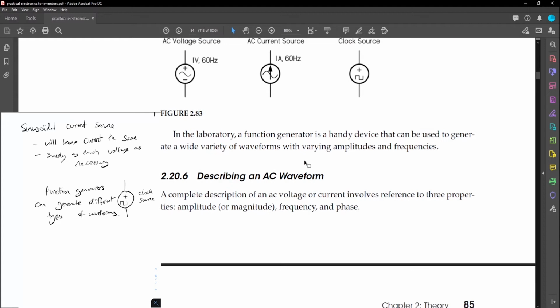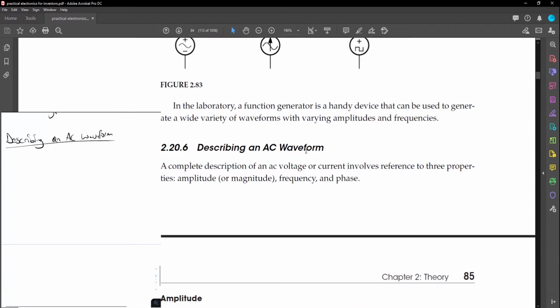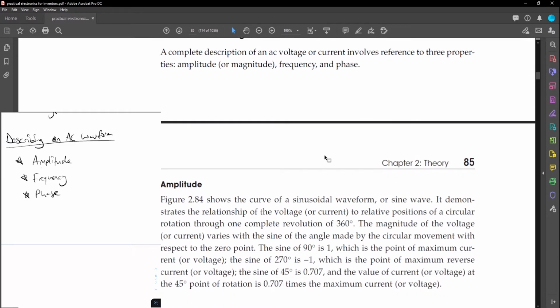Okay. A complete description of an AC voltage or current involves reference to three properties: amplitude, frequency, and phase. So amplitude is the same as magnitude. Okay. So describing an AC waveform, you've got amplitude, frequency, and phase. This is a star, by the way. I know my drawing's not the best.